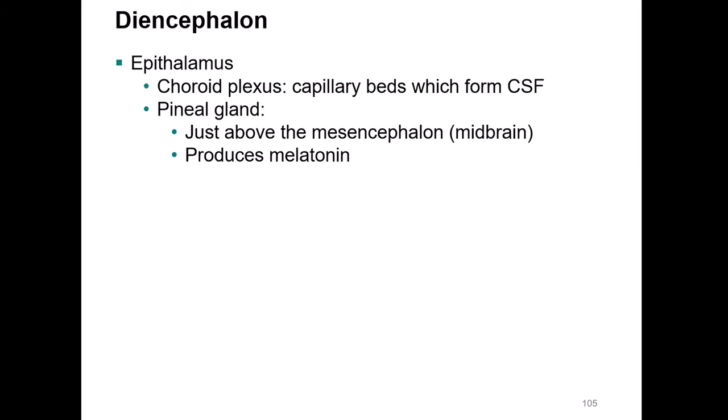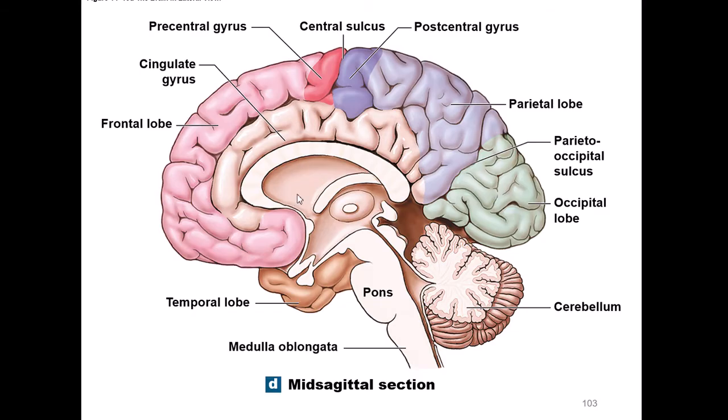The next region is the epithalamus. Epi means above. If the almond here is your starting point, this is the thalamus, right? Hypothalamus below, epithalamus above. So all in here, this is the epithalamus.